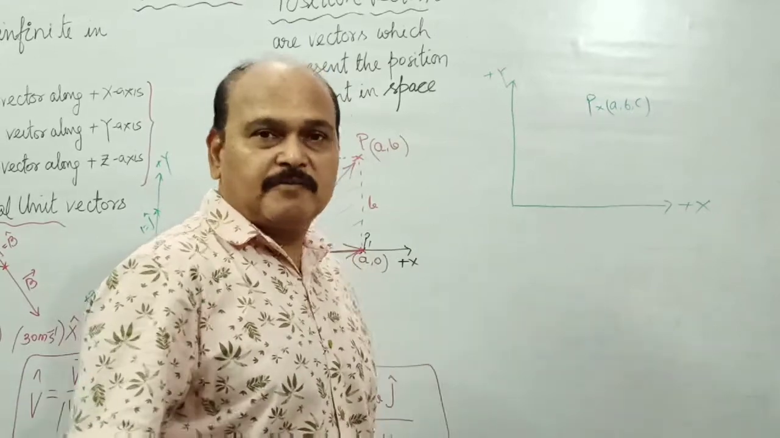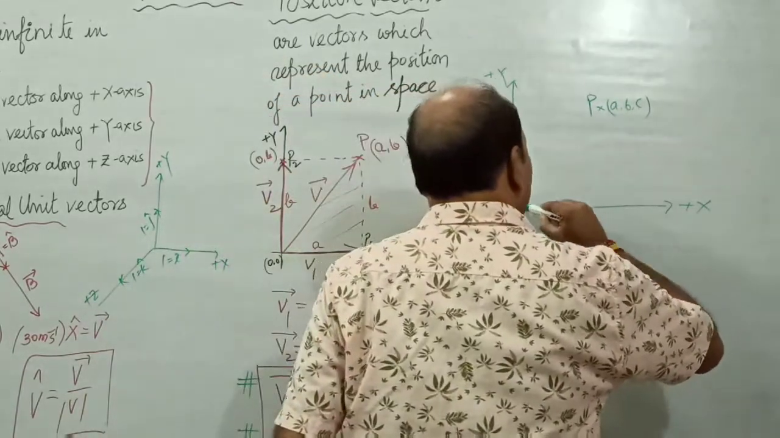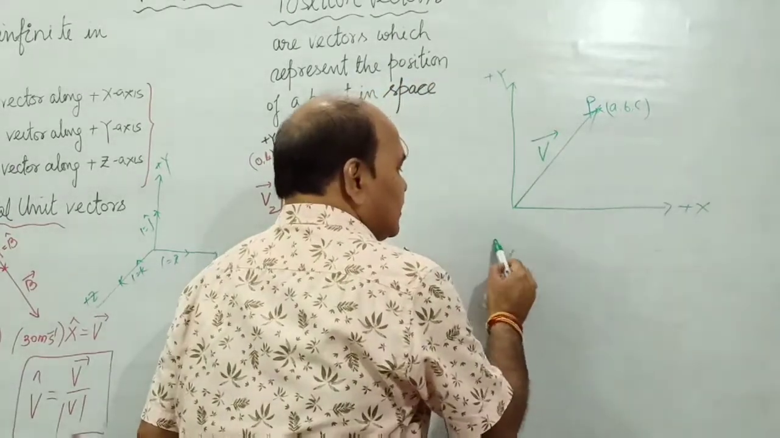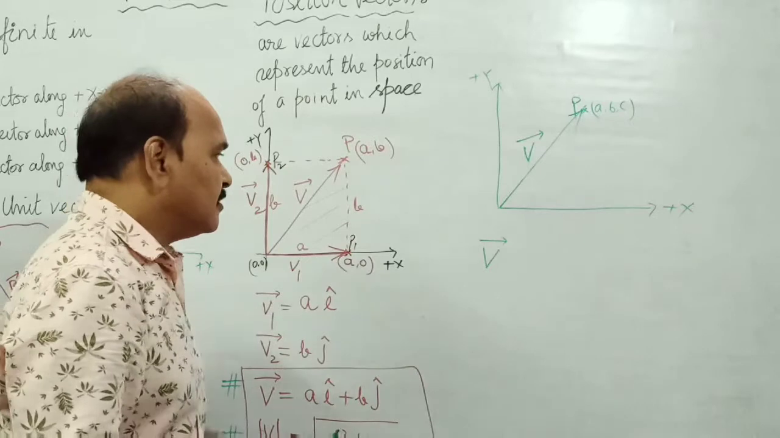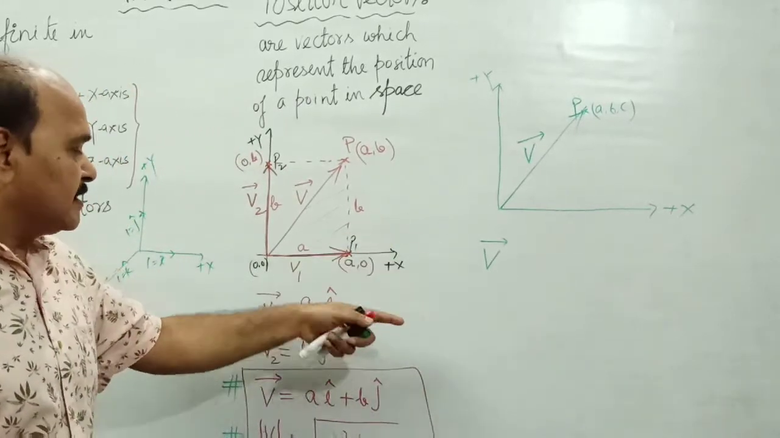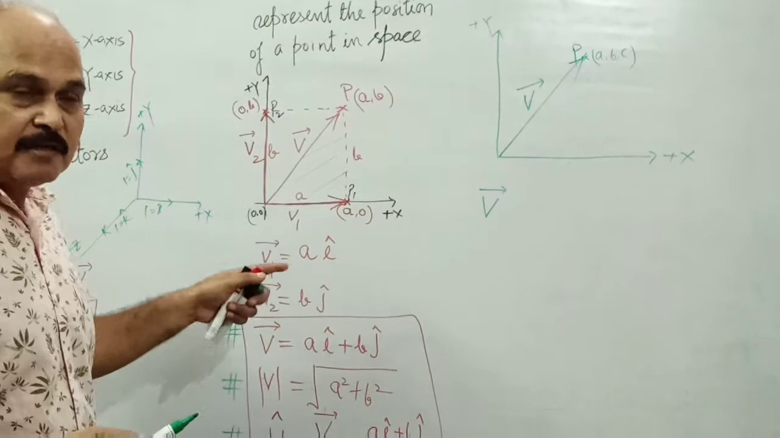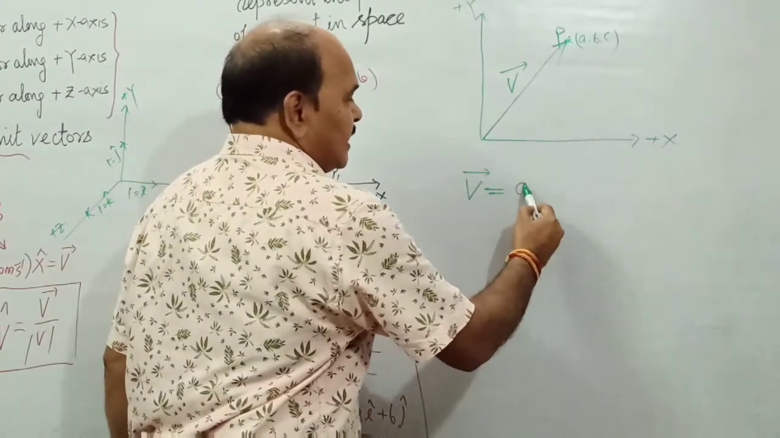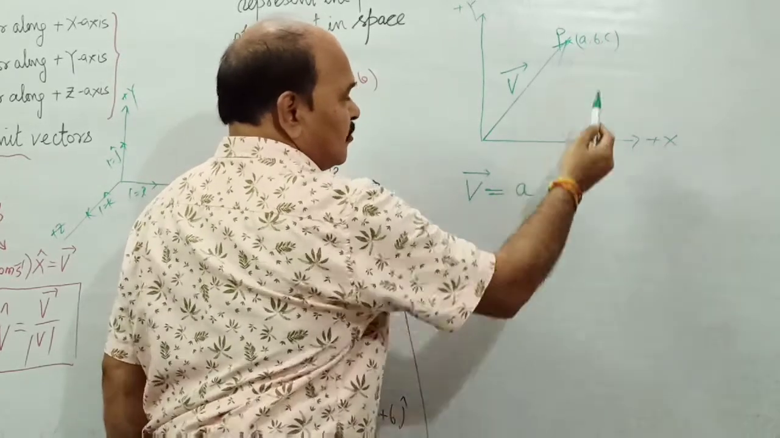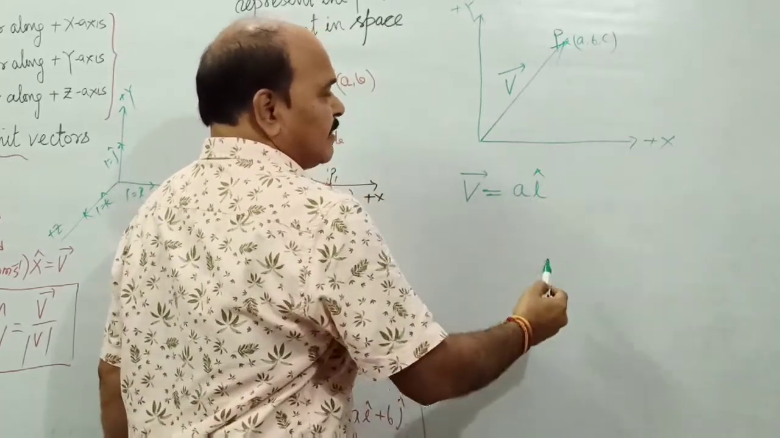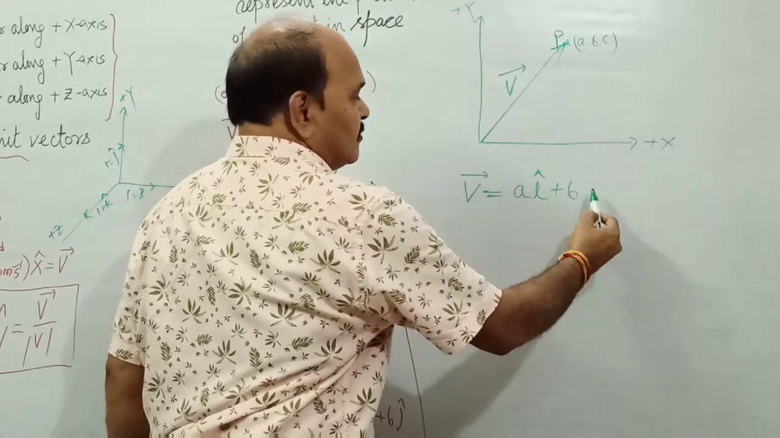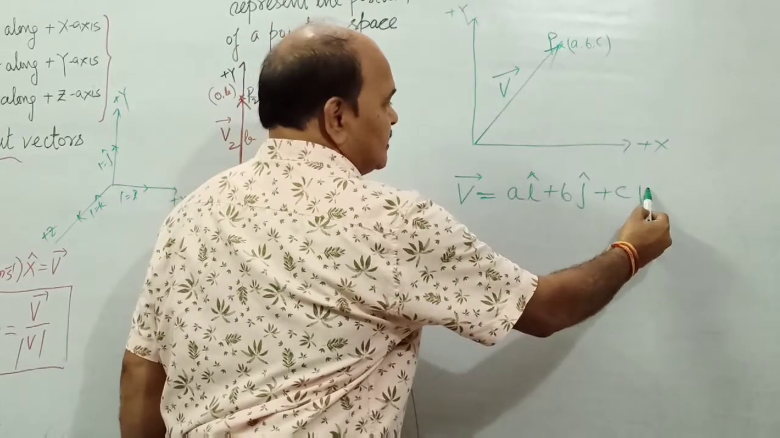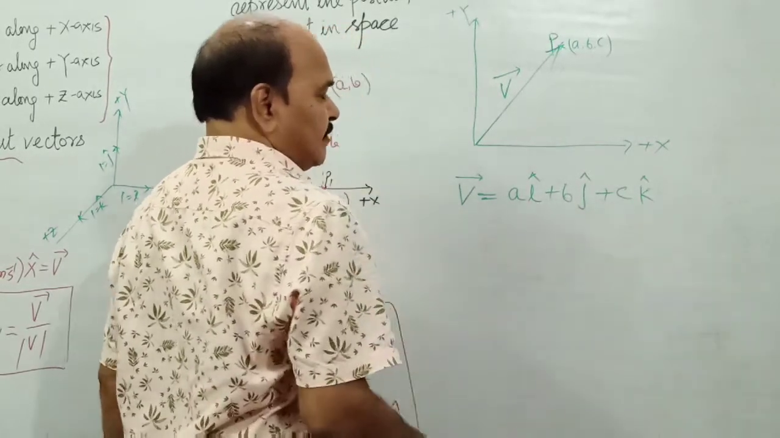So what is the position vector of this point in space? The position vector of this point in space is going to be V vector like this, and this V vector is going to be written exactly in the same way as we have done here for 2D vectors. So this V vector is going to be A, the intercept along x-axis, i cap. B is the intercept along y-axis, we have multiplied with j cap, and C the intercept along z-axis, we write it as C k cap.